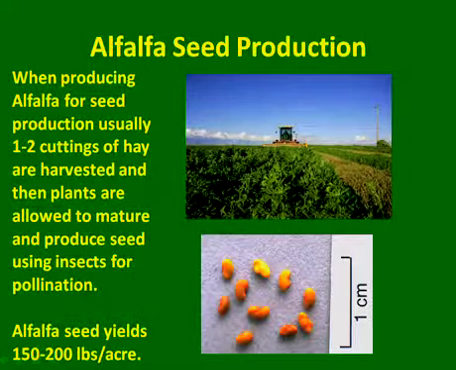Alfalfa seed production. So when producing alfalfa for seed production, you would usually take 1 to 2 cuttings of hay harvested, and then you would allow those plants to flower, mature, and produce seed using insect pollinators. The alfalfa seed yields around 150 to 200 pounds of seed per acre.